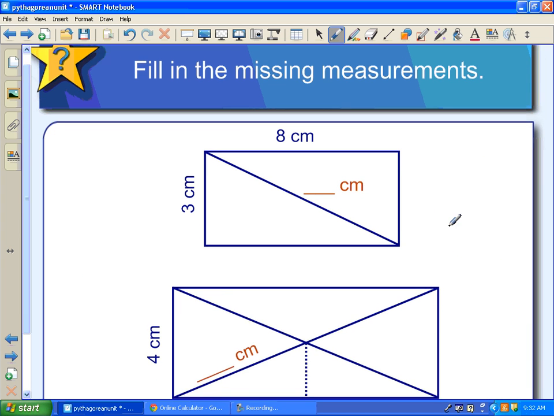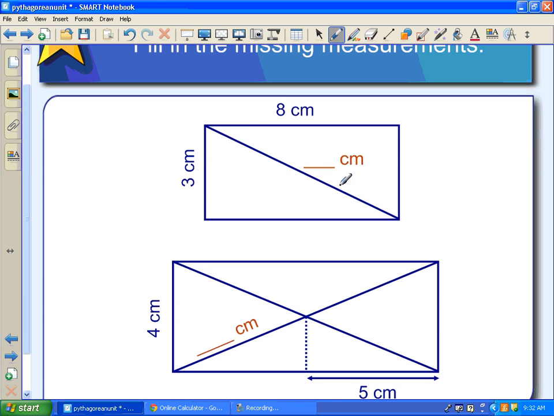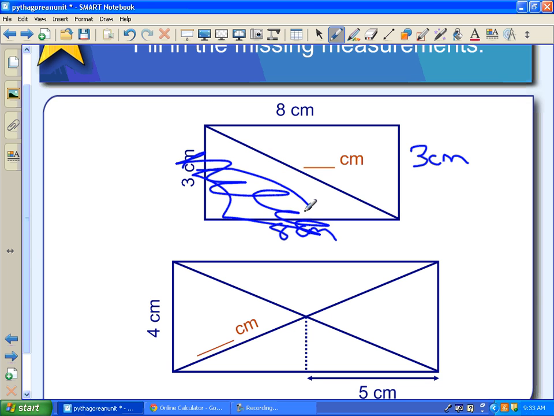Okay, looking at this one, this is a rectangle. Now if you look at a rectangle, you know that this side is the same as this side here. So this side here is 3 centimeters too. And, of course, this side and this side is the same, so this is 8 centimeters. Now it doesn't matter which triangle you want to do. I'm going to pick this triangle going right across there, and ignore the bottom part here. I don't even want to care about that one now.